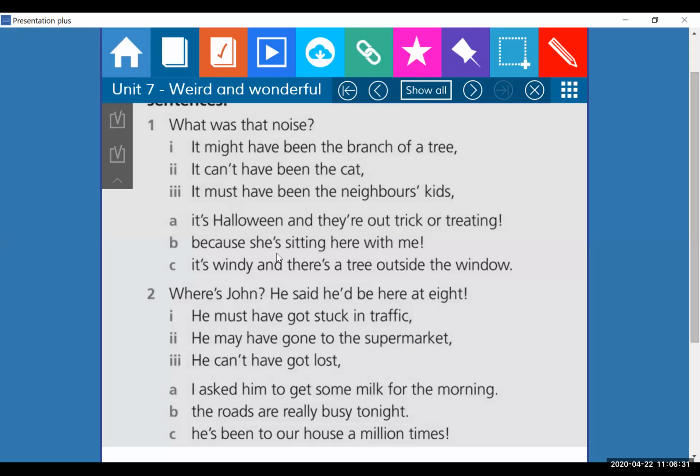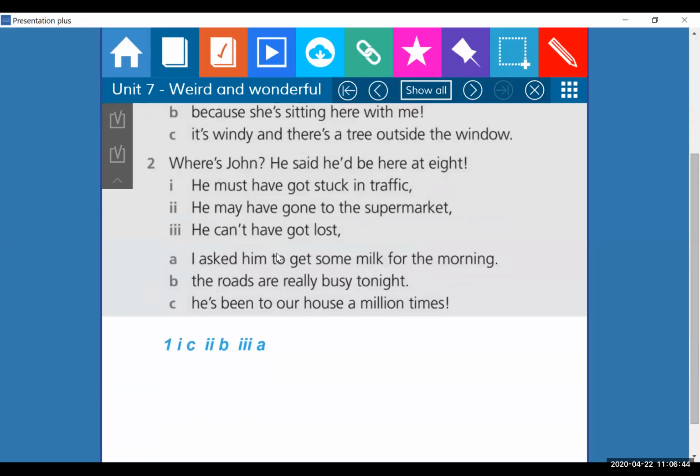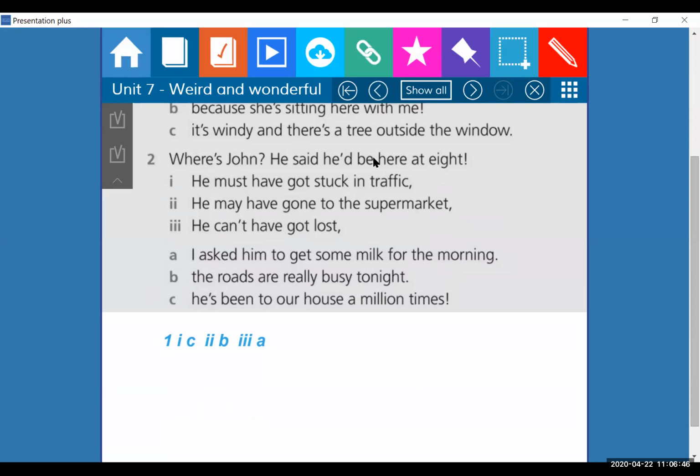And the last one, of course, it must have been the neighbor's kids. It's Halloween and they're out trick or treating, as the last one that we should match. When it comes to where's John, he said he'd be here at 8.